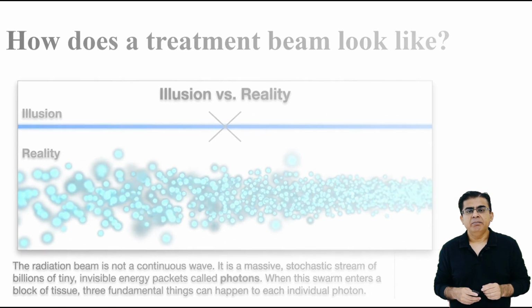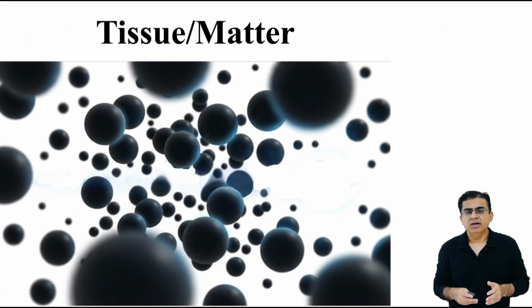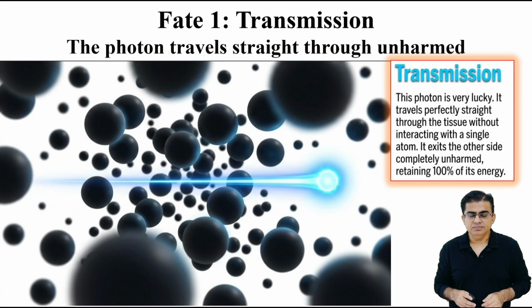This is a matter, suppose a body tissue. It is made up of atoms. Let us see what happens when an X-ray photon enters the body tissue and passes through these atoms. There are three possible fates of an incoming photon when it passes through the body. Photon will suffer one of them. Keep looking on the screen.